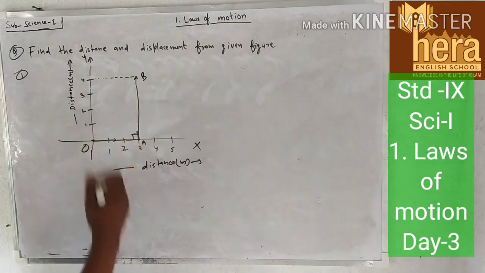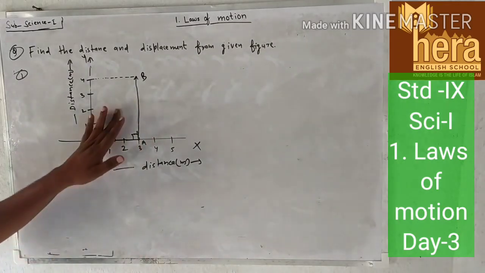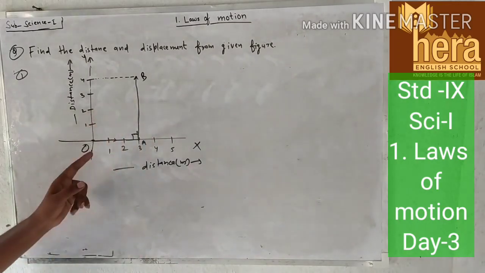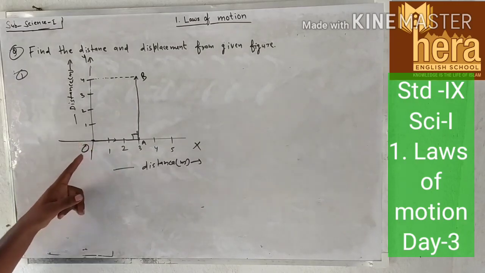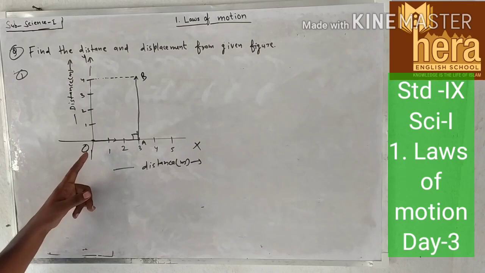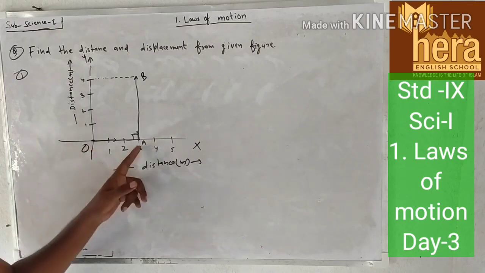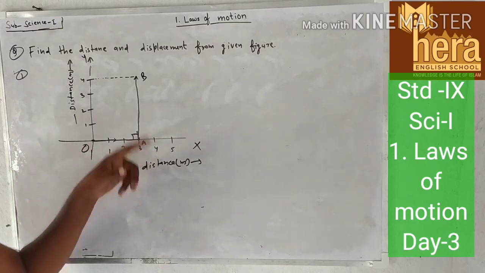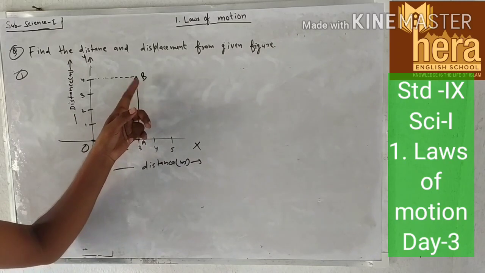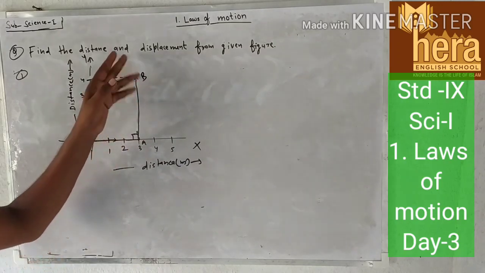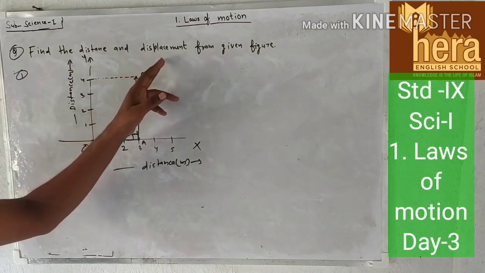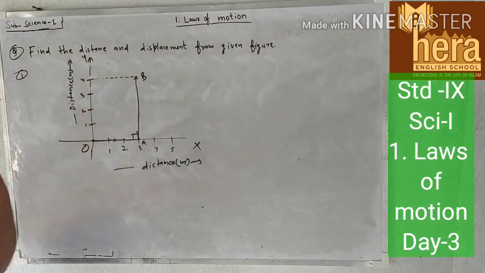So find the distance and displacement in this case. One diagram is given. Initially, the object was at point O, and after some time it came to point A, and finally the object came to point B. So in this case you have to find distance and displacement.